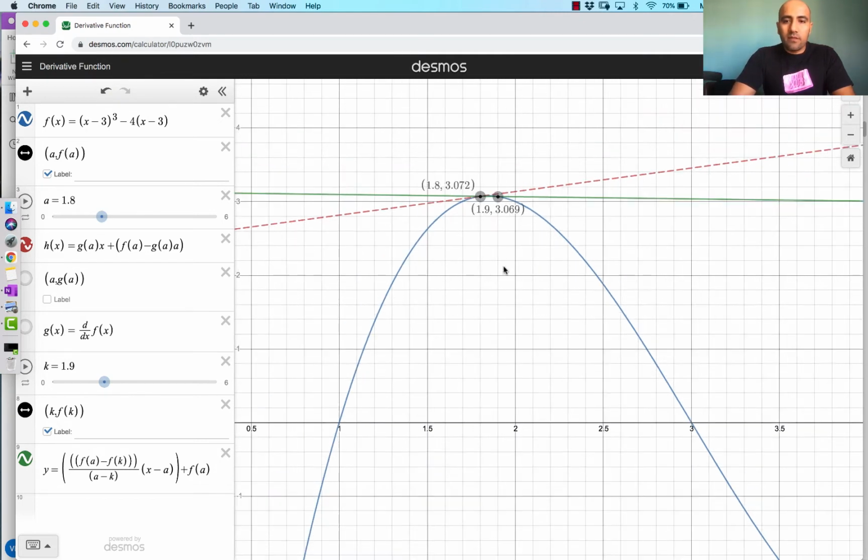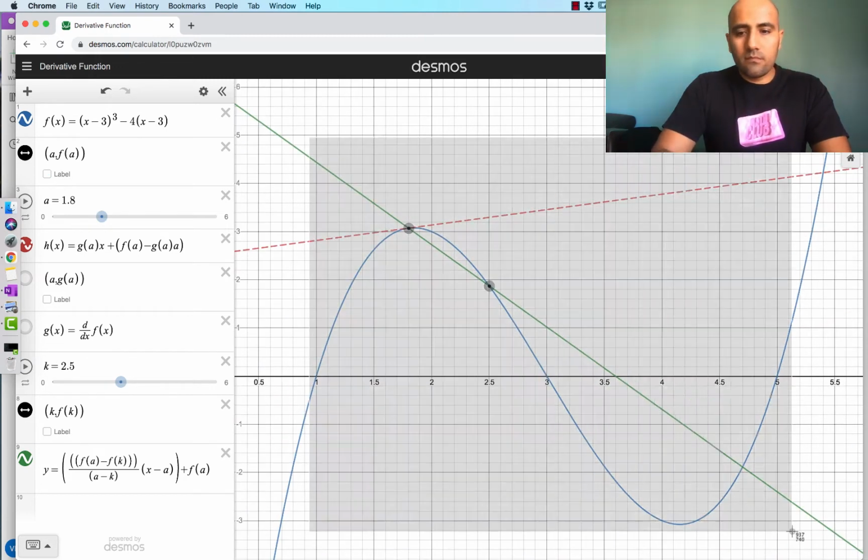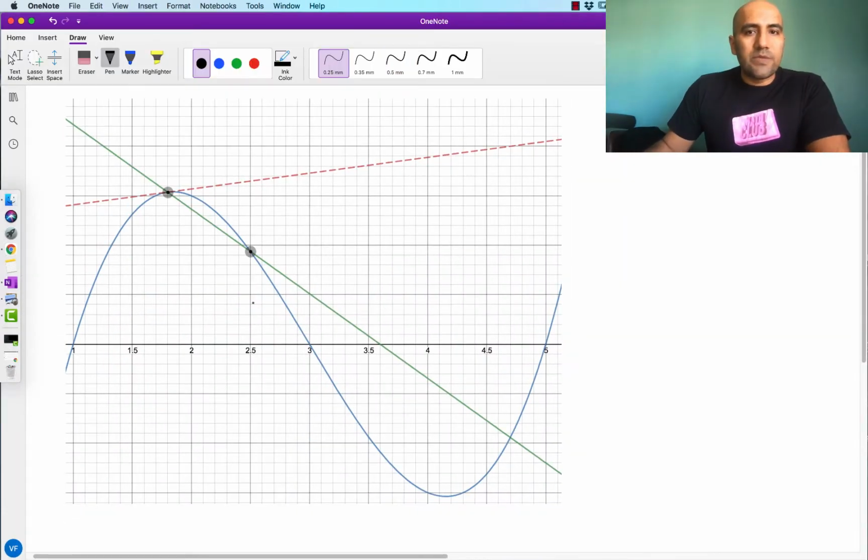So let me label. To be consistent with our definition, let's label some stuff here. Let's say we're interested in this point, and let's say that that's the input value A. And then we have another value over here. We're going to call that A plus H, which means that the gap between the two is H.